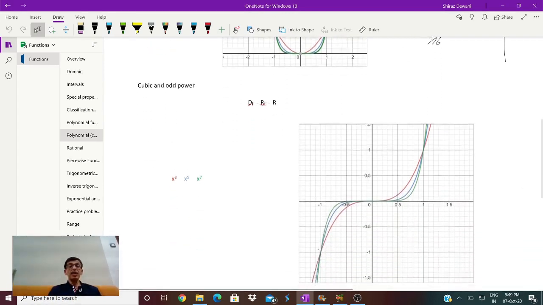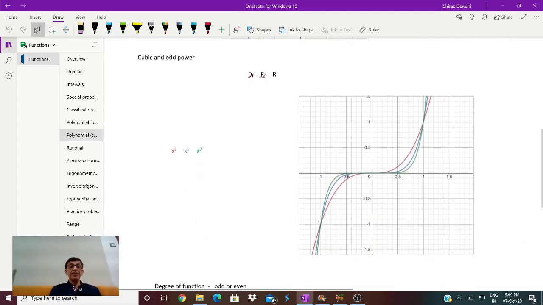Then we come to the cubic or the odd powers. Now here we have the red graph x raised to the power 3, blue is x raised to the power 5, and green is x raised to the power 7. Now these will pass through (1, 1), that is fine, because if x is 1, 1 raised to any power will be 1. But if x is minus 1, then minus 1 raised to an odd power will be minus 1. So it will pass through the point (minus 1, minus 1).